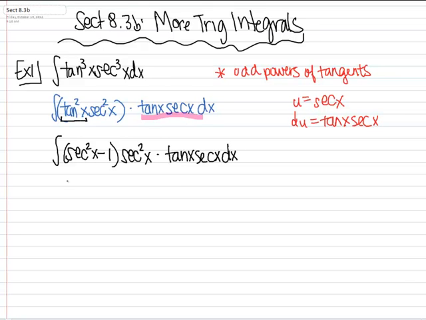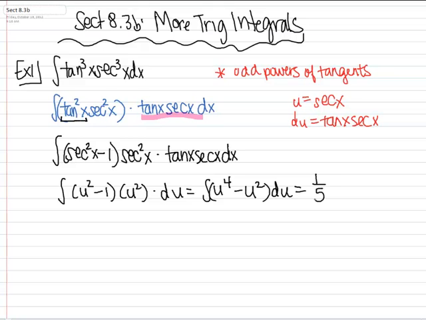So if we think of it this way, then we'll have u squared minus 1 times u squared du. We can easily use the power rule. This is going to give us u to the fourth minus u squared du. So we've got 1/5 u to the fifth minus 1/3 u to the third plus c. Back substitute, and we'll be done.